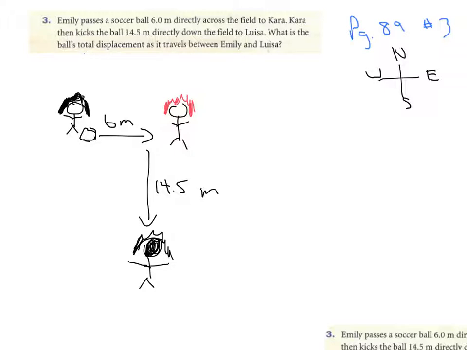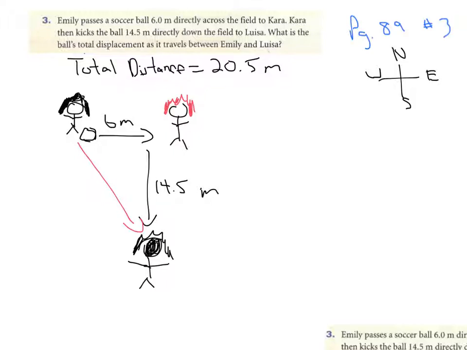So here we have Emily to Kara, and then Kara to Louisa. The question is, what is the ball's total displacement as it travels between Emily and Louisa? So here's Emily and Louisa. What's this distance? We're going to have to find the resultant vector. Now, if it said what is the ball's total distance, all you would have to do is add 6 to 14.5. The total distance is 20.5 meters. But we don't want that. We want the resultant vector. We want this guy.